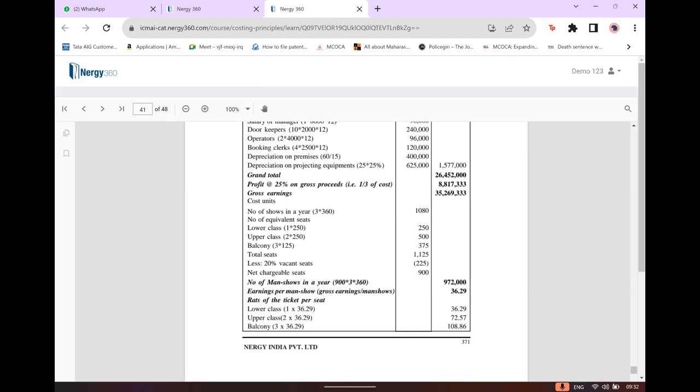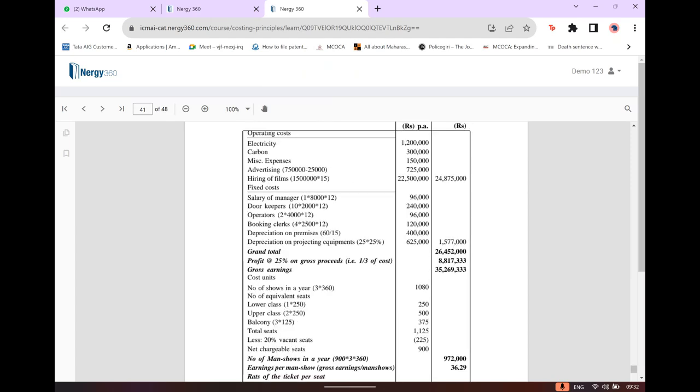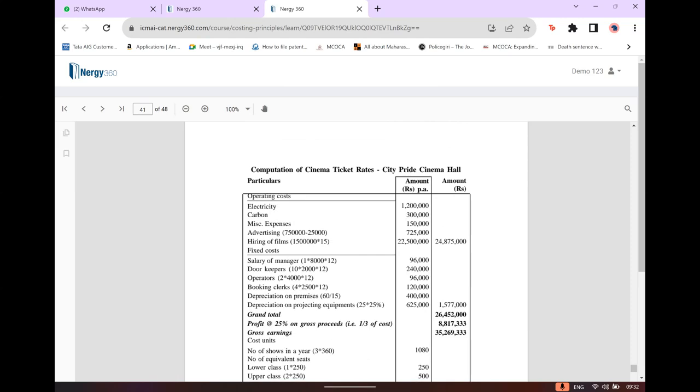Okay. So let us see the operating cost. Electricity, it's 12 lakhs. Carbon 3 lakhs. Miscellaneous expenditure 1,50,000. Advertising 7,50,000 minus 25,000, so 7,25,000. Hiring of films, it is 15 lakh into 15, it is 2 crores 25 lakhs.